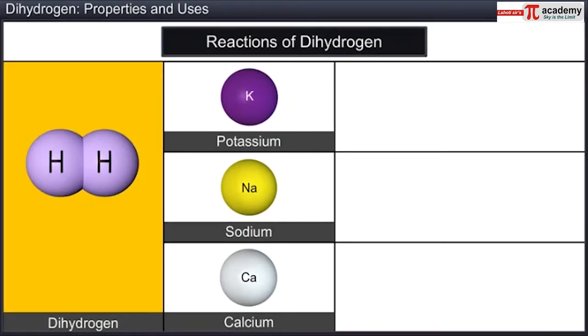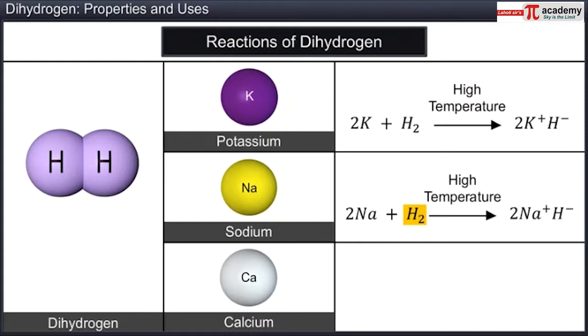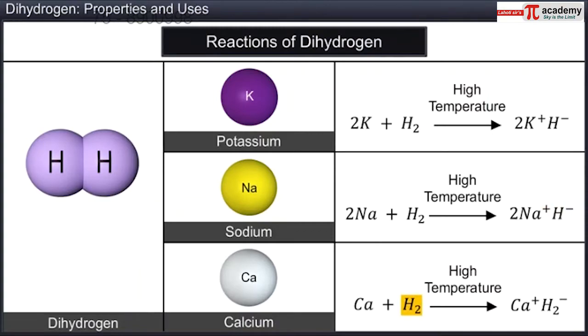Dihydrogen gas, at high temperatures, reacts with highly electropositive metals such as potassium, sodium, and calcium. It combines to form their respective hydrides. In these hydrides, hydrogen exhibits an oxidation state of -1. For example, dihydrogen reacts with sodium to form sodium hydride. Similarly, hydrogen reacts with calcium to form calcium hydride.